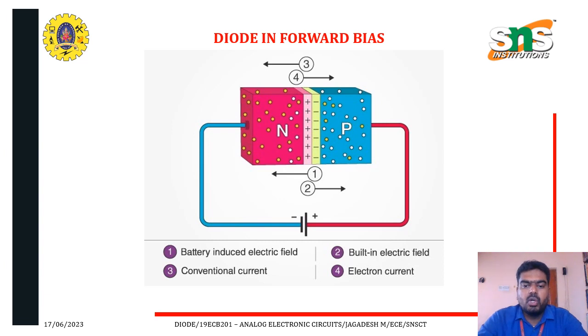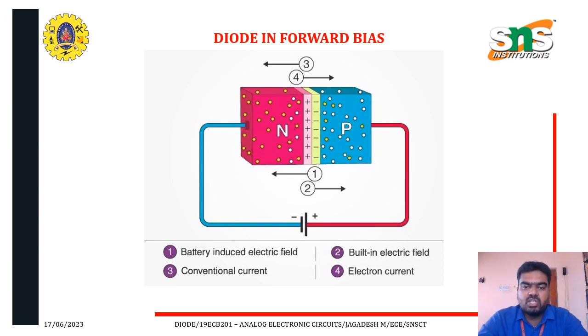Coming to the operation, the diode has three types of biasing operation: no biasing, forward biasing, and reverse biasing. No biasing means that the PN junction diode is not connected to any external supply. Biasing means giving an external supply to the device. So if there is no supply to the PN junction diode, that is called no biasing.